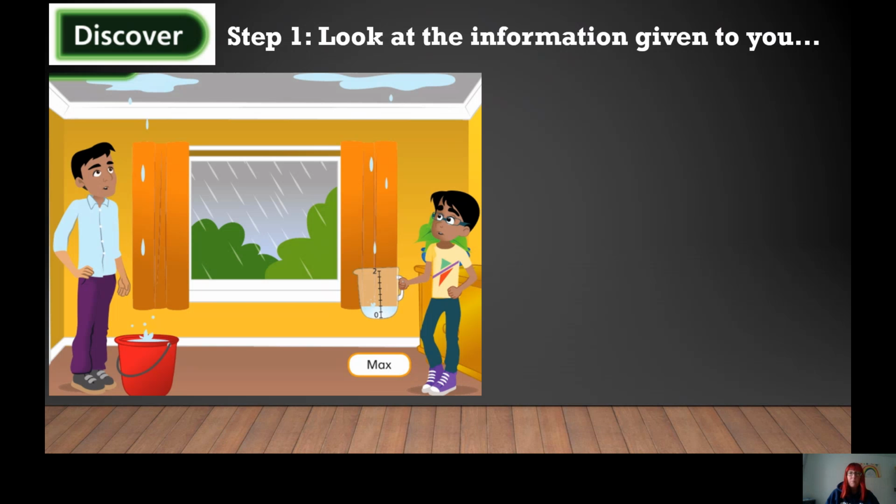We've got a bit of a problem here. The ceiling is leaking in 2 places. So if we take a look at Dad, he's got a red bucket here and it looks like it's full of water. Now Max, on the other hand, seems to be holding a jug, and on that jug is a scale. I guess it's like a number line.